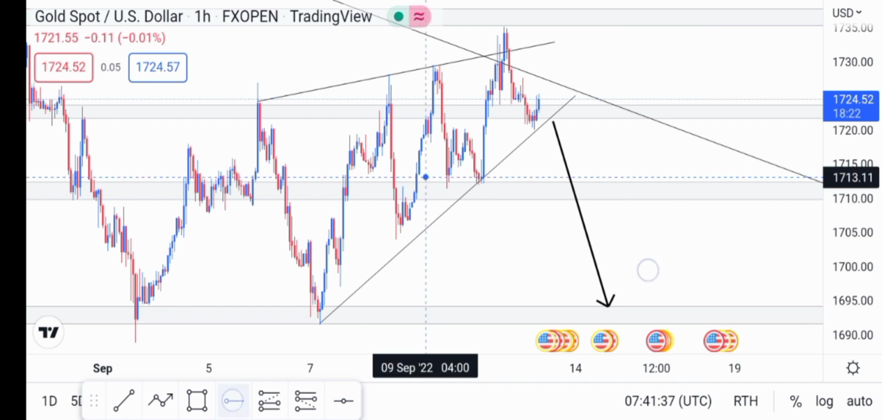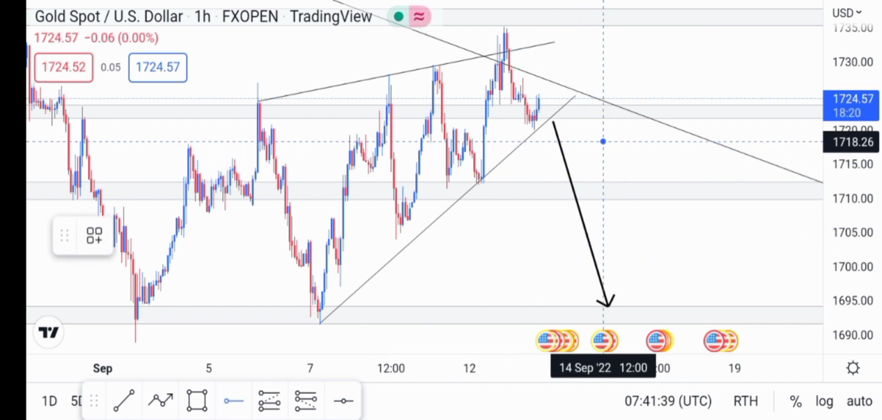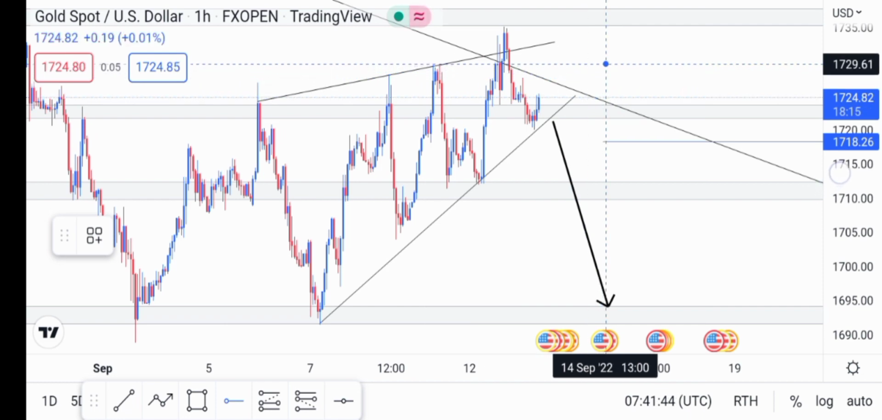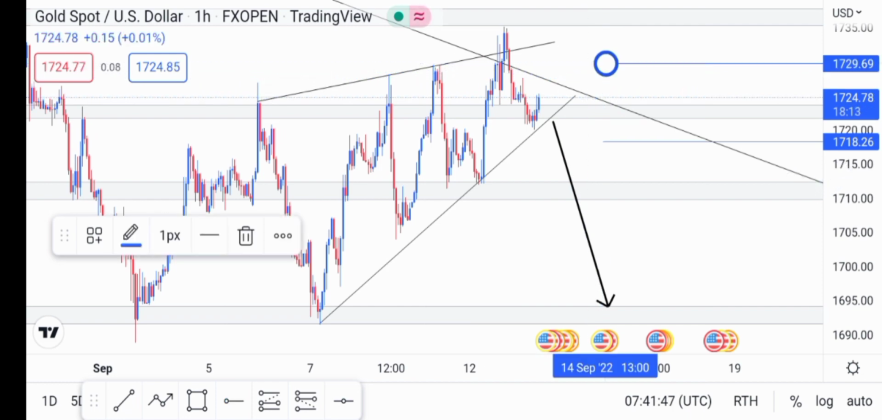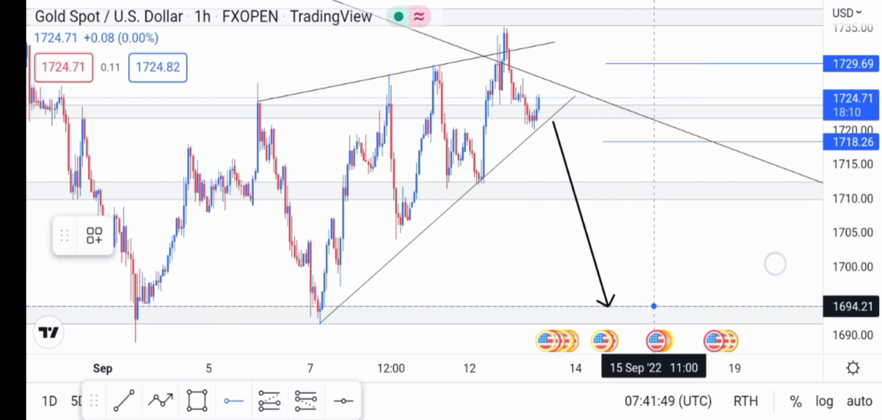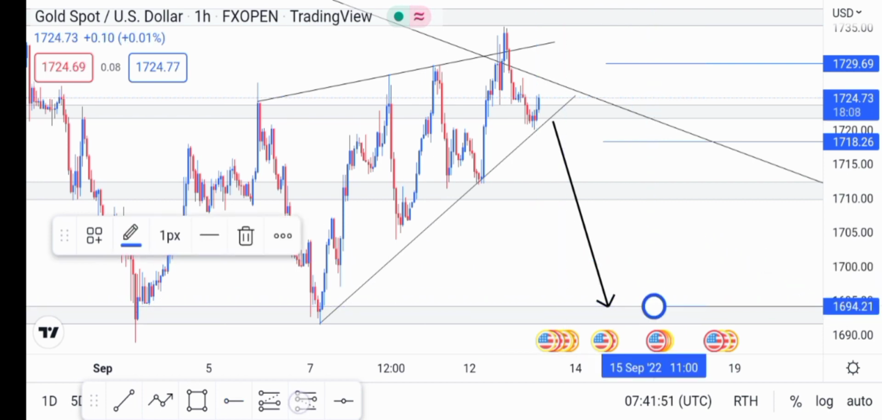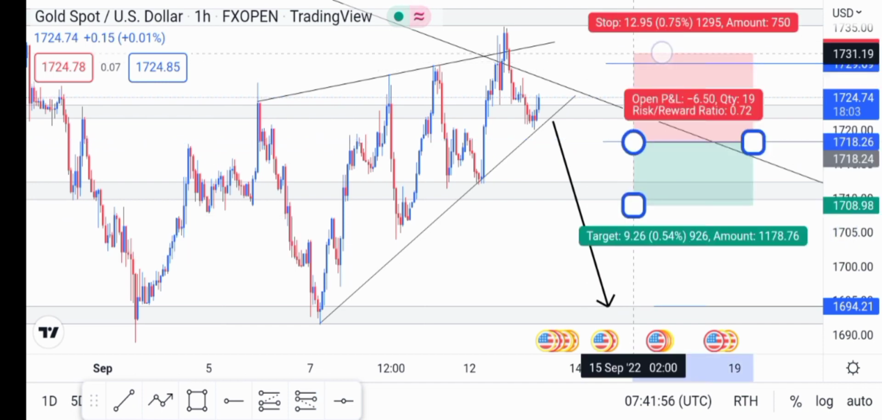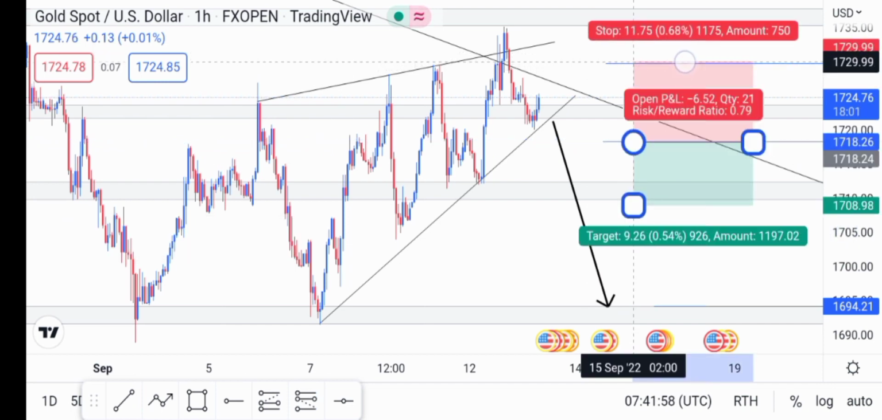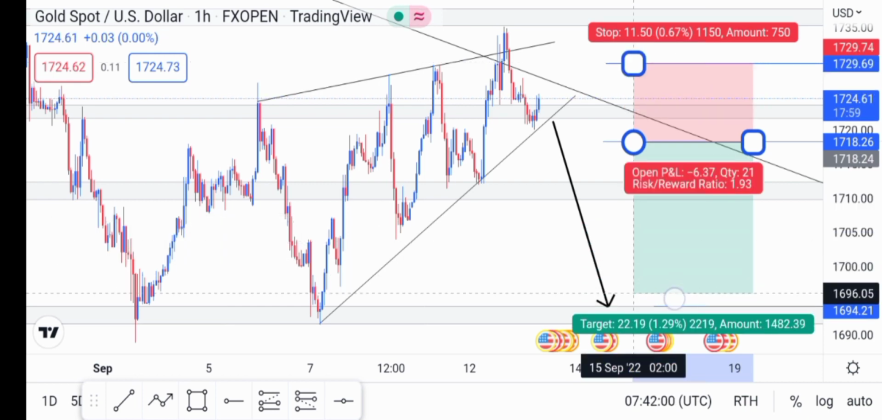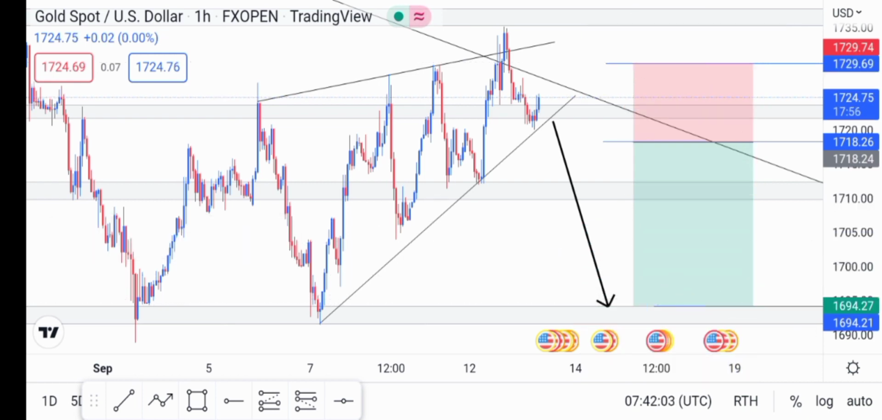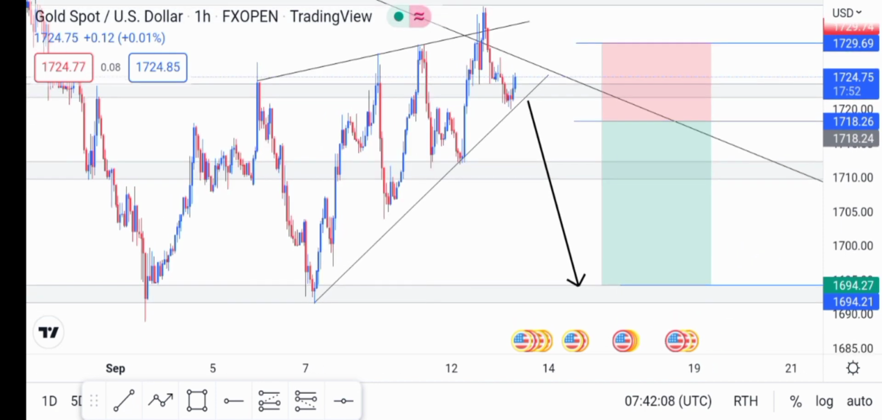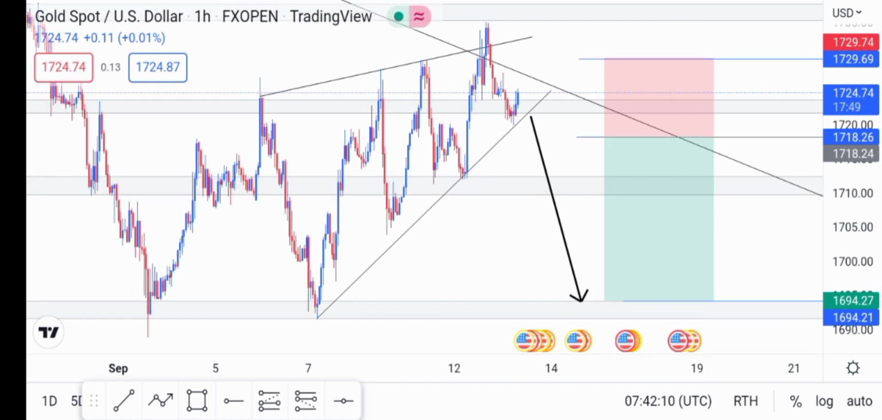The entry level, we could use this area over here, and our stop loss, we could use right over here, and our overall take profit right over here. So this is what we have. This is a beautiful setup that we have. There's no need for you guys to place pending orders. You could just wait for the market and see if the breakout occurs, then you can take the trade. So this is what we have on XAU USD.